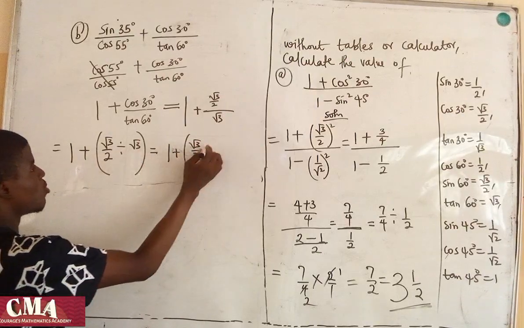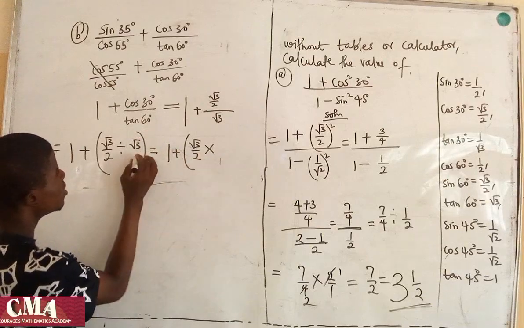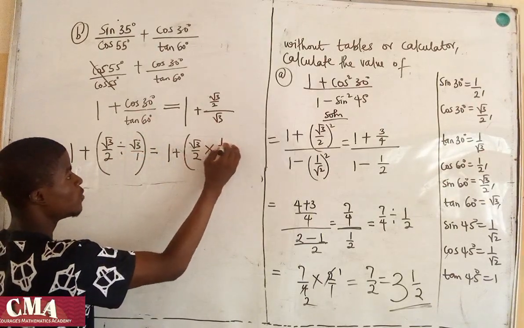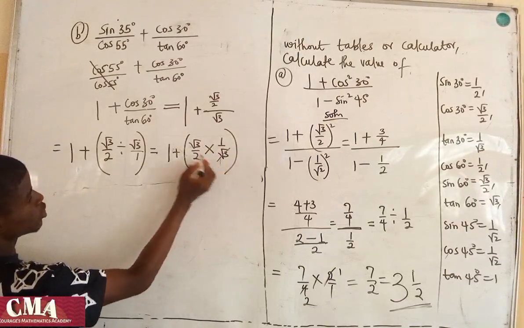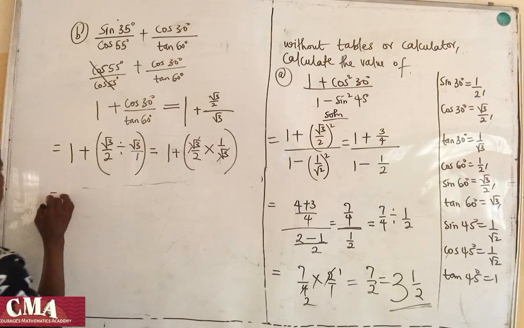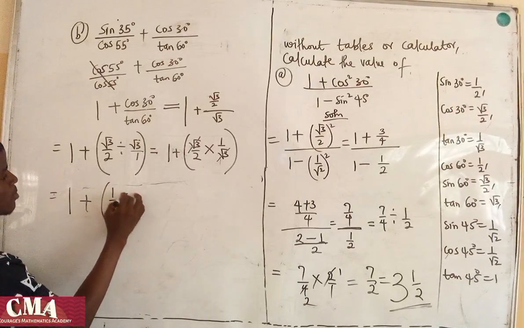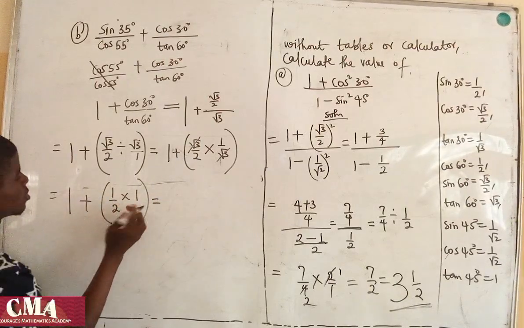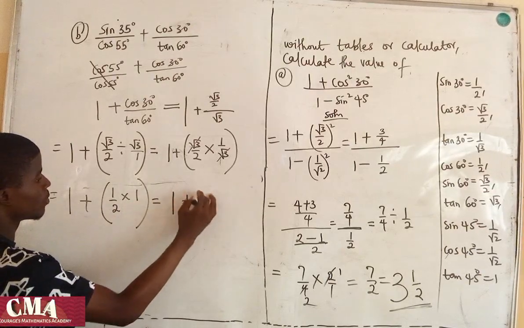This division turns to multiplication, and the reciprocal of this fraction is taken. Root 3 is the same thing as root 3 over 1, so the reciprocal will be 1 over root 3. So that root 3 cancels root 3. We have left 1 plus 1 over 2 times 1. This is 1 times 1 over 2, which is 1 over 2 times 1, still 1 over 2.